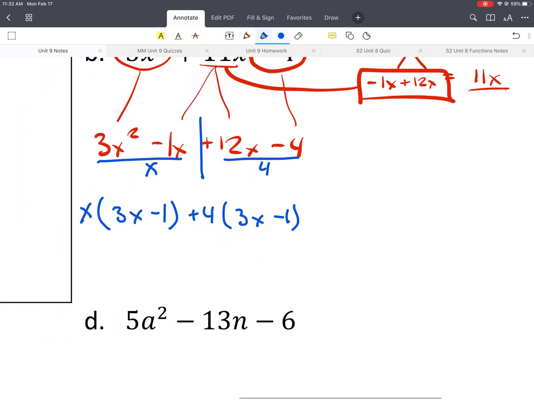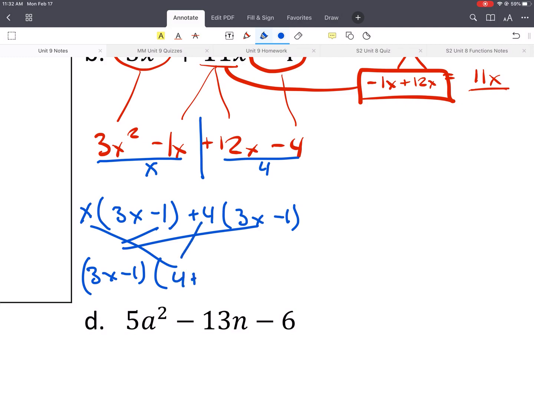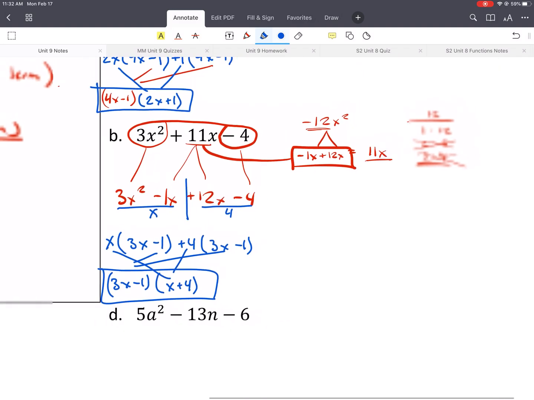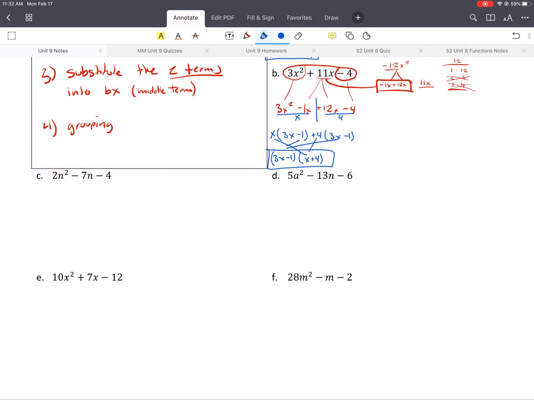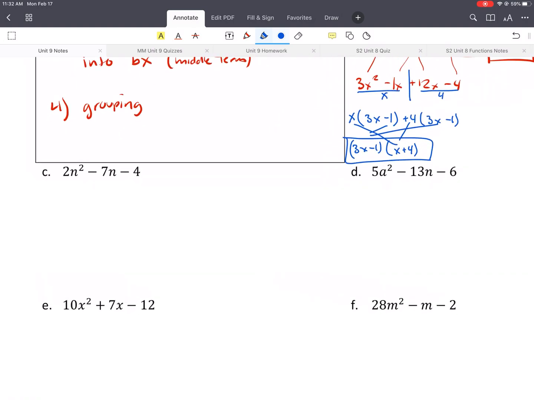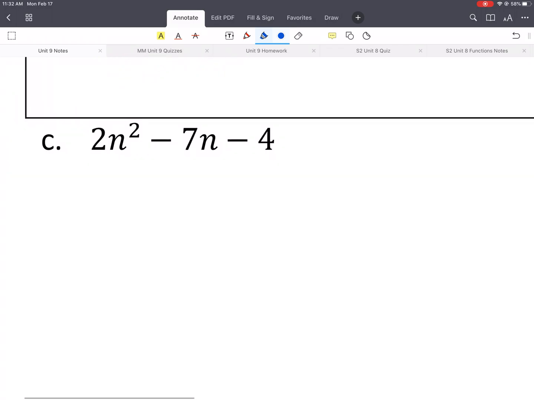Again, what's in the parentheses is the same, so we'll factor that out in the front. So 3x minus 1, and then everything else, the x and the 4, x plus 4, will go in the other parenthesis. We'll check, make sure there's not anything else we can factor out. It looks like there's not, so we're good. All right, so I'd like you to try and do C, or try as many as you can, and we'll go over them. So pause if you would, give this a try.